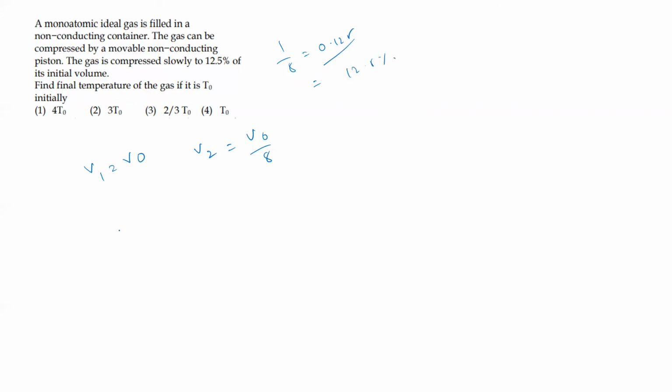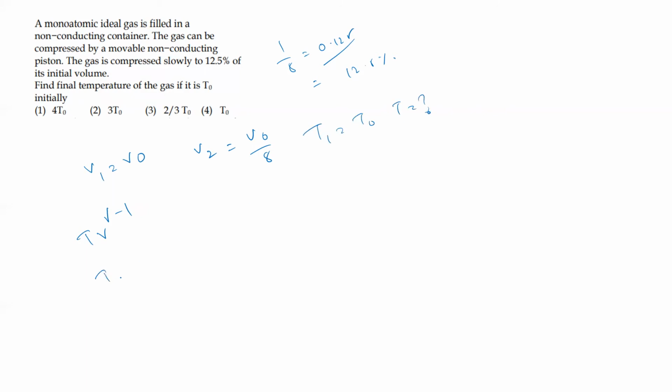12.5%. So it is non-conductive, which means no heat exchange takes place, right? That process is what? Adiabatic process. In an adiabatic process, the relation is T V power gamma minus 1. Okay, so what is the initial temperature? They take T1 as T naught. The final temperature they are asking.